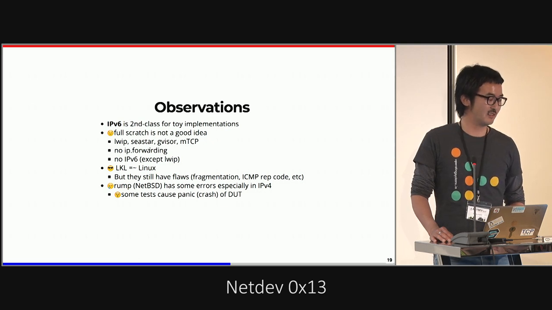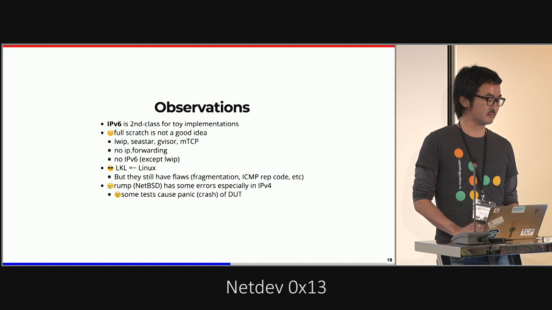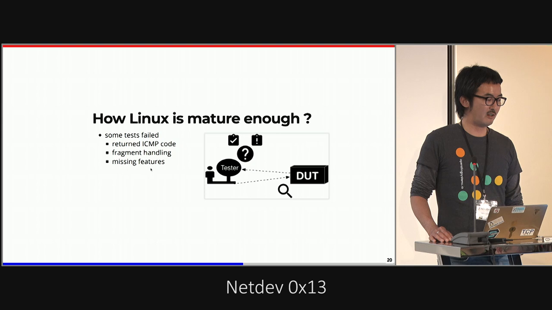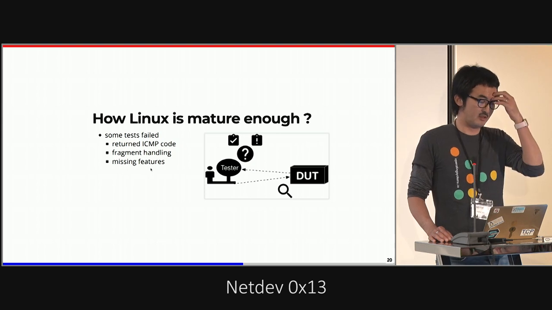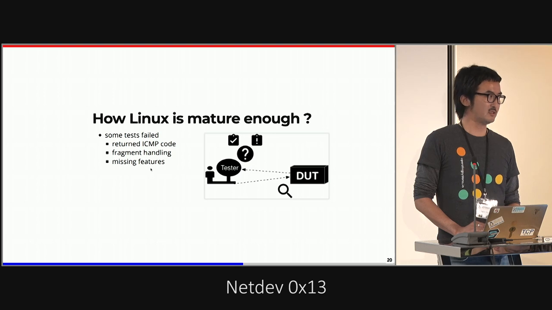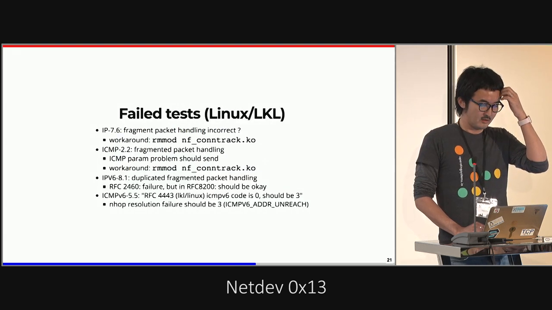IP forwarding, or some of the implementations only support a single interface configuration. So to highlight what I found from the Linux implementation in our measurement study, most of the tests succeeded with the Linux implementation, but some of the tests failed, as I mentioned before. So those are the list.